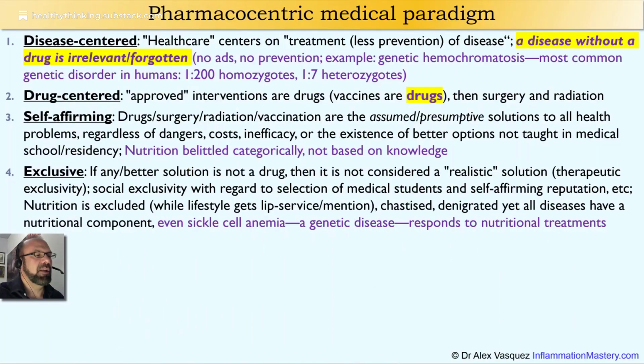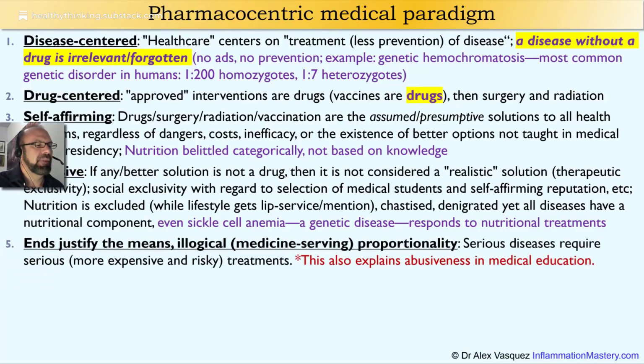I think we also know that the medical profession is also very exclusive in many ways, socially and conceptually. If a better solution is not a drug, then it is usually not considered a realistic solution. Again, nutrition is excluded categorically, even though nutritional therapy has been shown to provide benefit even for purely genetic disorders such as sickle cell anemia.